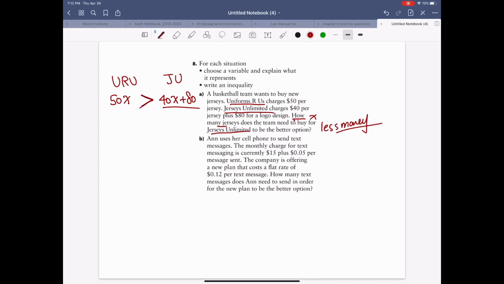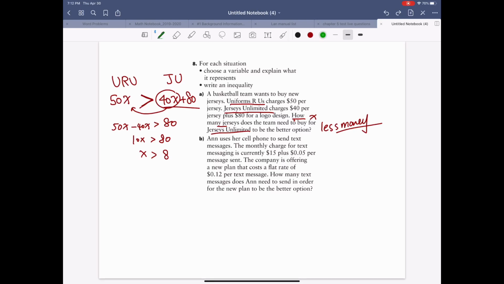You want to combine the terms. You want to throw this to the other side: 50x minus 40x, and that will give you 80. 10x equals 80, so x equals 8, because it's 80 divided by 10. Okay, so when you order more than 8 jerseys, this company will be a better option. This is basically saying that.